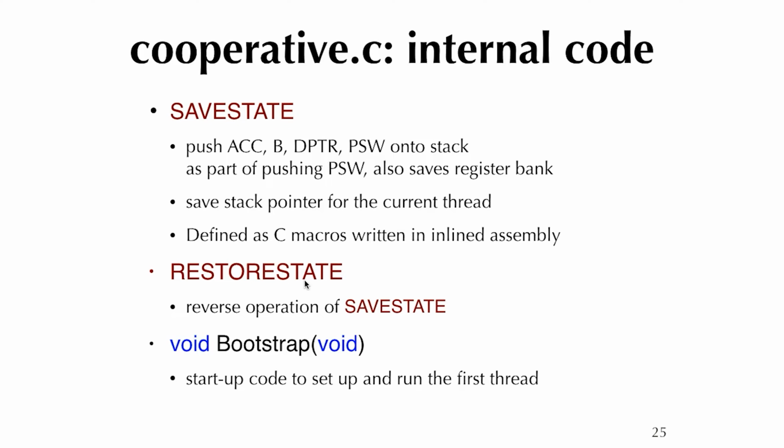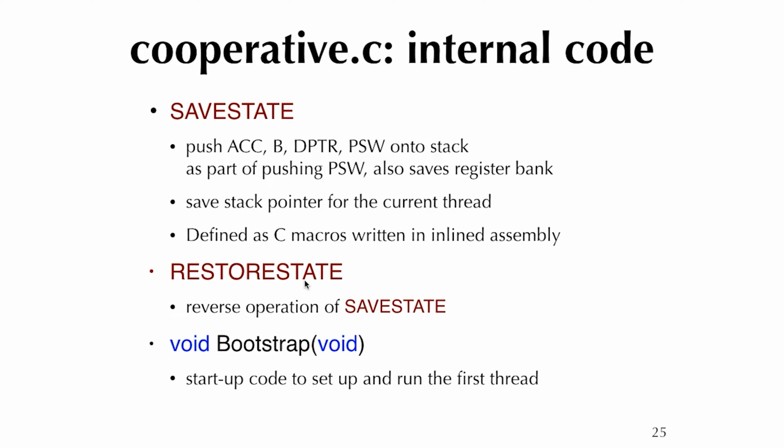So conceptually, not very difficult. The macro is really just inline assembly code. What it does is it pushes ACC, pushes B, pushes DPTR, pushes PSW, right? Now, when you push PSW, that's actually kind of nice, because remember the register bank select bits are inside PSW. So as part of saving and restoring PSW, it already takes care of switching the register banks for you. That's good, right? That makes your threads more efficient.